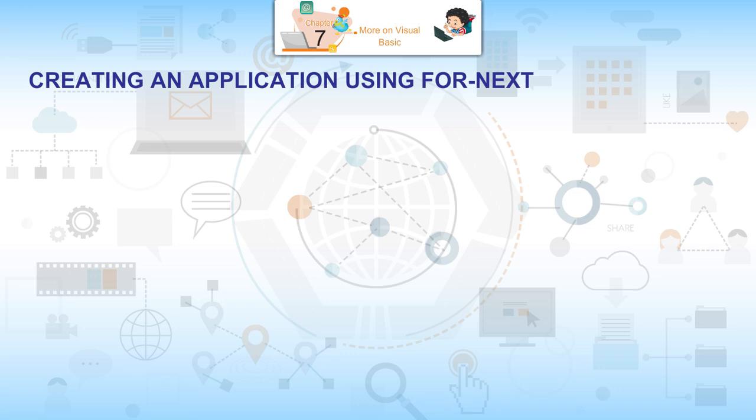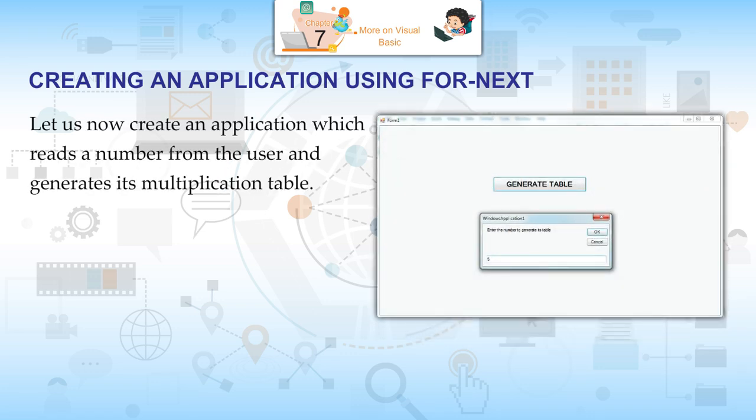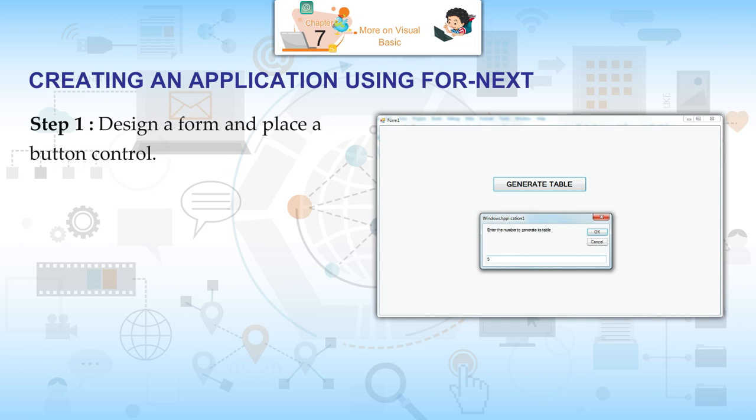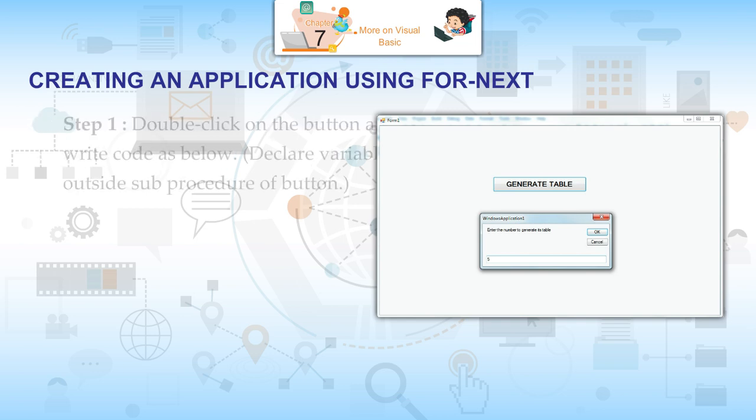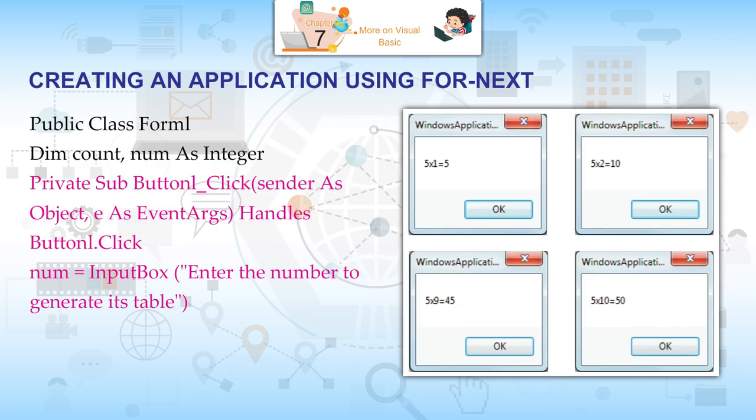Creating an application using For Next. Let us now create an application which reads a number from the user and generates its multiplication table. Step 1: Design a form and place a button control. Step 2: Double-click on the button and write code as below. Declare variables outside the sub-procedure of the button. Public Class Form1. Dim count, num as Integer.